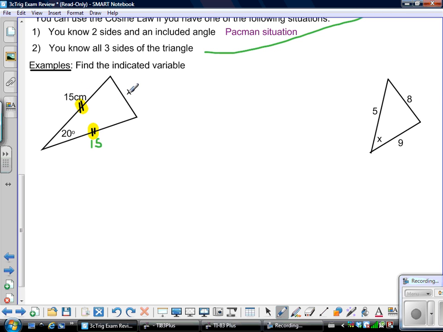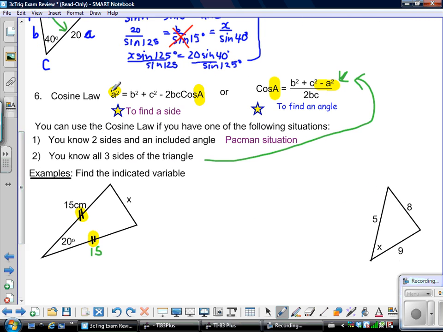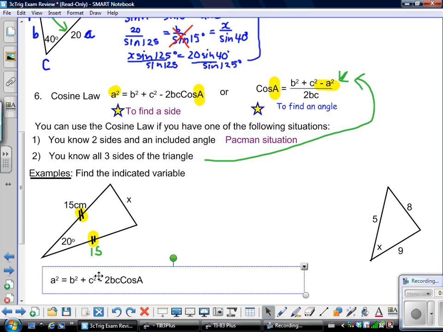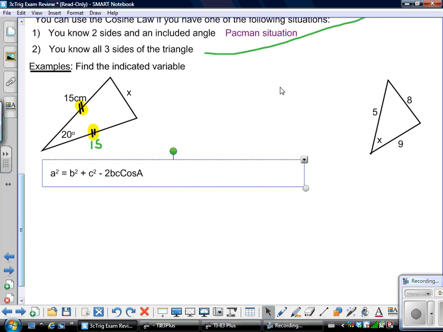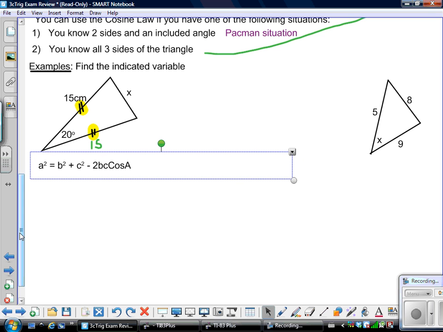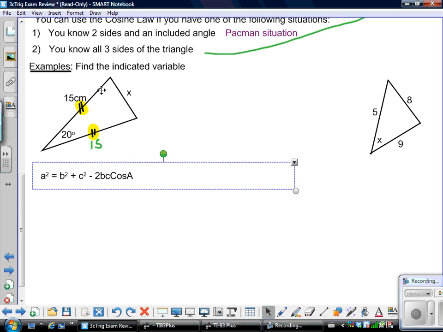So I'm finding side x, and I'm finding a side, so it means I'm going to be using the first version of the formula. So first thing I'm going to do is write down the first version. I'm going to do it underneath so that I'm saving paper on the other side. Okay, so here's the formula, and I want to find side A. Notice again, I do not have anything labeled here, but I can easily do that.